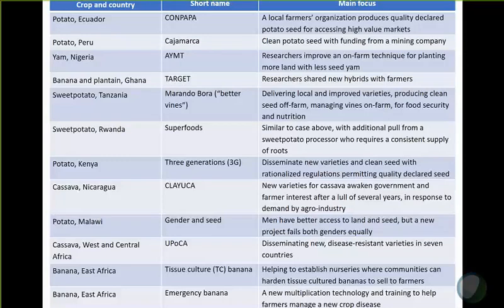The first version of the framework was validated using 13 case studies. These case studies were selected based on crops and based on scales. So we wanted to include cases from the 5 major RTB crops: potato, sweet potato, yam, cassava, and banana, and also at different scales.